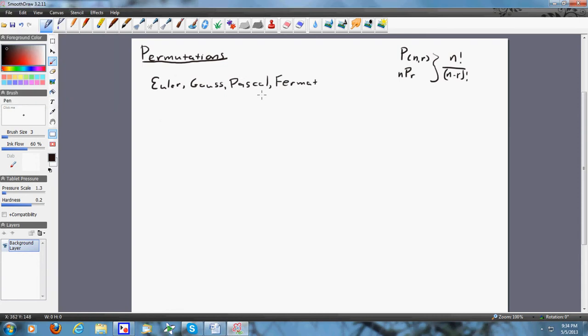Alright, so now we're going to talk about permutations. And I'm going to use some famous mathematicians, Euler, Gauss, Pascal, and Fermat, to help illustrate this. Your book uses this notation, although I don't particularly care for it. I like this notation better. And I'm going to explain what happens here.